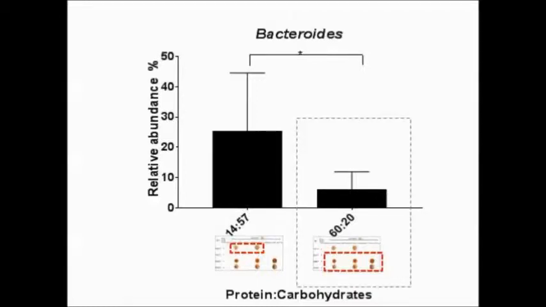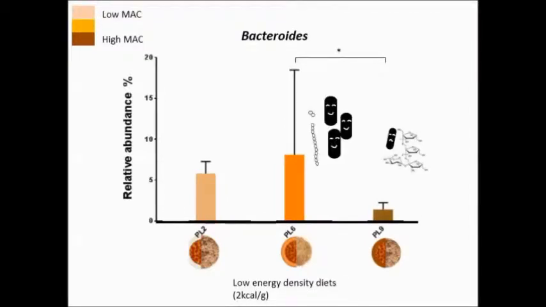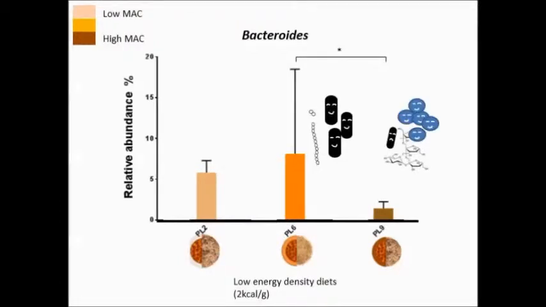Let's have a closer look at the high protein diets. When the food energy density is low, high MAC diet has a lower relative abundance of Bacteroides than the lower MAC diets. This is because Bacteroides mainly utilize sucrose and resistant starch as their food source, but not MAC. So a high MAC diet will starve Bacteroides. Other bacteria utilizing MAC better will outcompete Bacteroides.